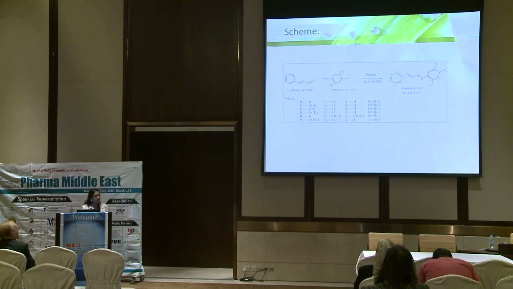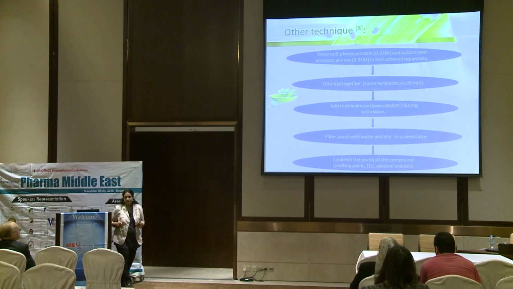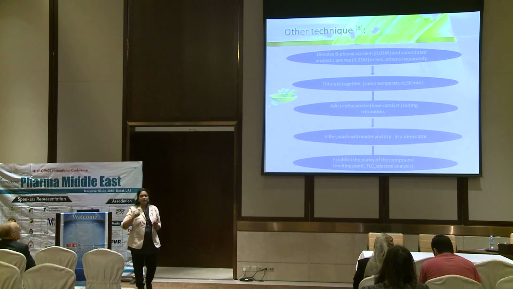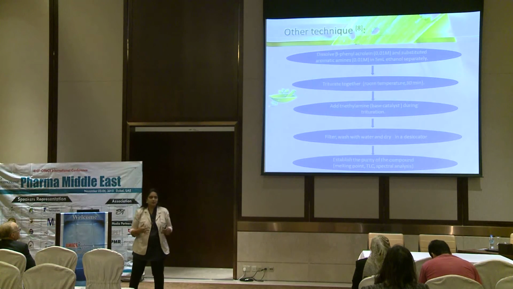This is the scheme. Beta-phenylacrolein with aromatic amines in the presence of ethanol, and triethylamine is used as a catalyst at a temperature of 60 to 70 degrees centigrade. This is another simple technique. The same azomethines, I tried to synthesize by another green technique. These are all my own experiments. I was doing my own experiments in my lab.